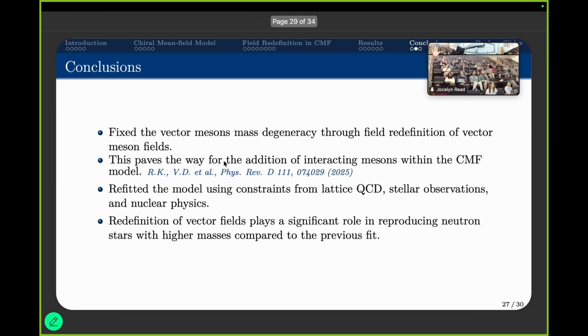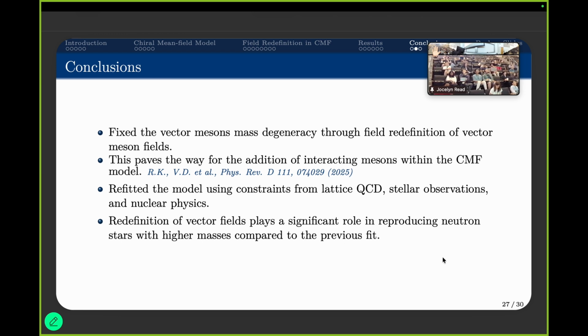So at last, I would just like to conclude my slide. What we did so far, we started with CMF, and we realized that the vector meson mass is degenerate, and we fixed it by adding a chiral invariant term. This paves the way for the addition of interacting mesons within the CMF model. Right now in this presentation, there are no interacting mesons.